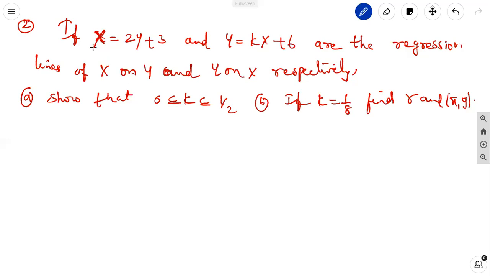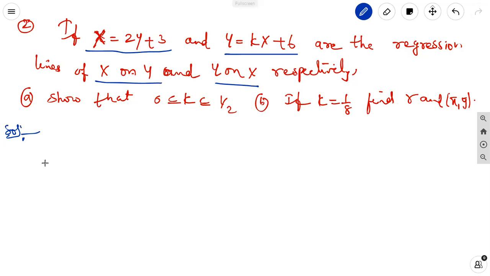Second problem: if x = 2y + 3 and y = kx + 6 are the regression lines of x on y and y on x respectively, show that 0 ≤ k ≤ 1/2. If k = 1/8, find the regression coefficients and means.